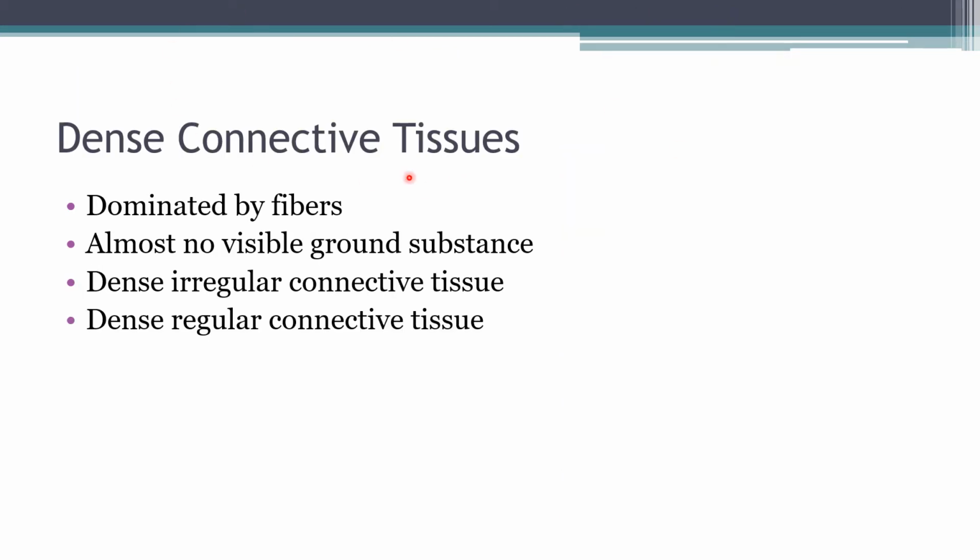So next are going to be your dense connective tissues. Dense connective tissues are going to be completely dominated by fibers. There's going to be fibers everywhere. There's going to be almost no visible ground substance and very few visible nuclei. There are technically three types of dense connective tissues, but we're just going to look at two of them: dense irregular connective tissue and dense regular connective tissue.